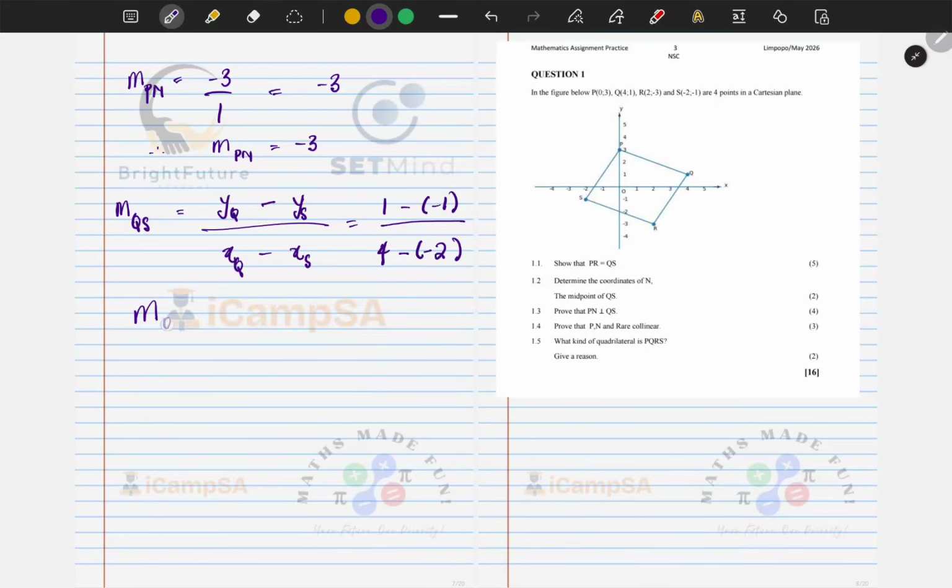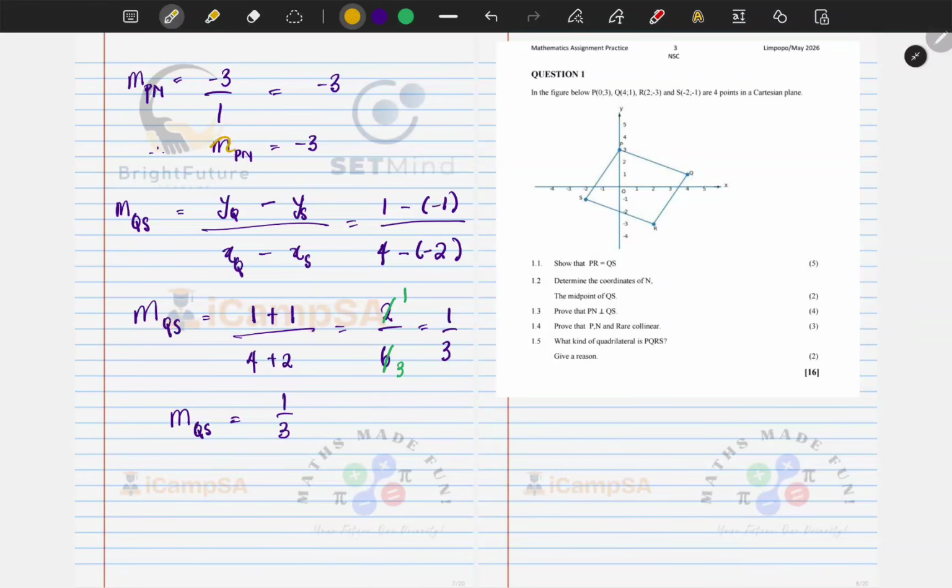Right, so now your m_QS is going to be 1 minus negative 1, which is plus 1, all over 4 plus 2, so this is going to be 2 over 6, right? So what is 2 over 6? 2 goes once here, and thrice here, and then you'll be left with m equals 1 over 3. So now you have your m_QS equal to 1 over 3, right?